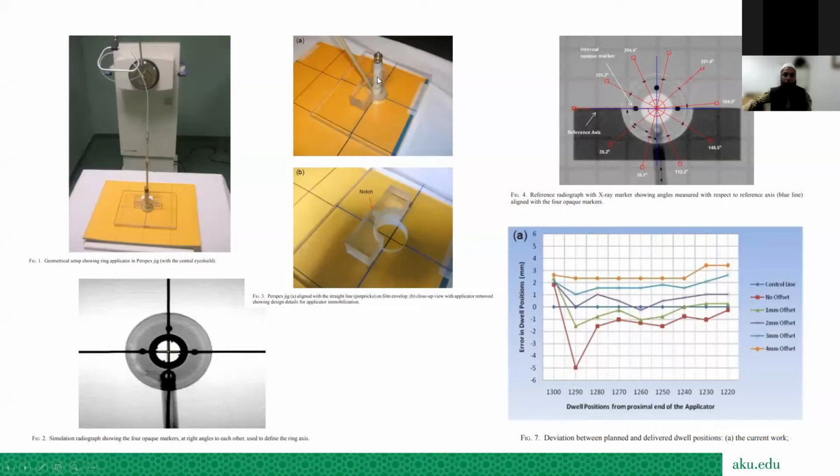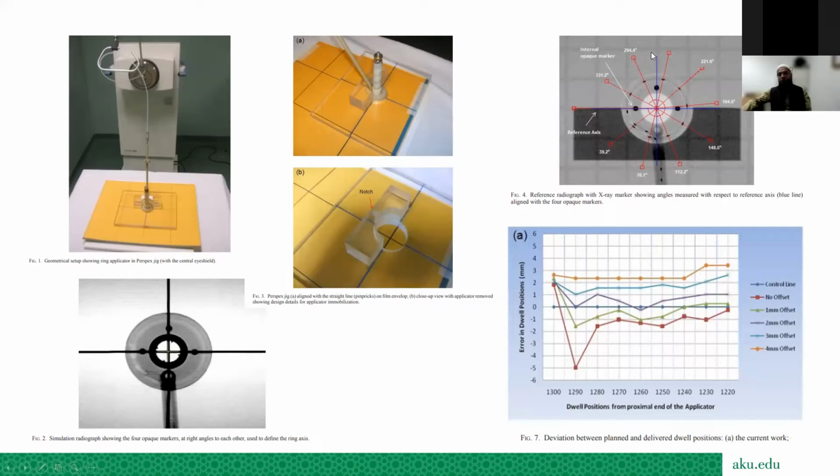And this is a simple shielding which we use actually to hold the ring applicator in the Perspex. Here you can see there are 4 opaque markers inside that particular applicator, which we use to define the axis of the applicator. And we simply mark the Radipack film with simple lines, and you can see the lines, and the Perspex will be moving along this line while measuring different offset measurements.